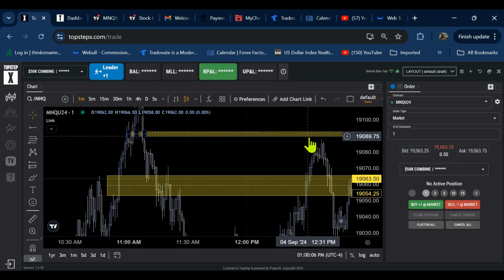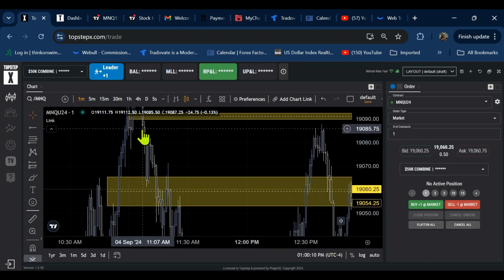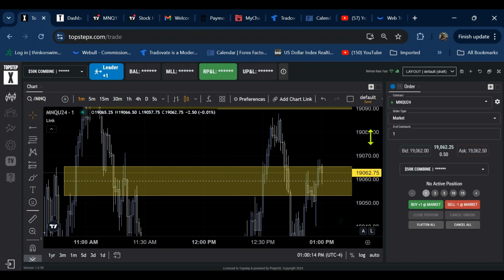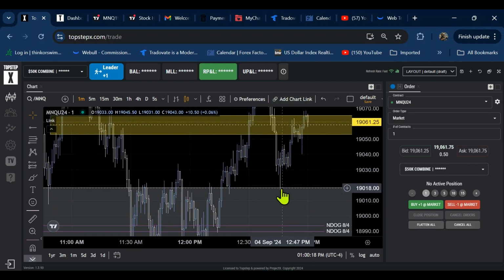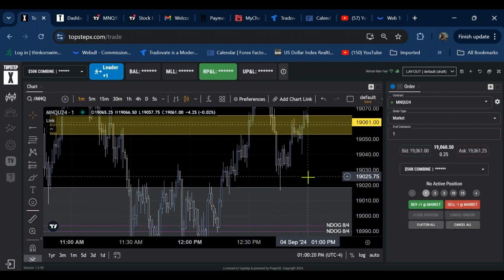Pretty close to that fair value gap right there. There's also a volume imbalance right here. That's probably what we were targeting. And what happens when we hit it? We zip right back down to the top of the opening range gap.